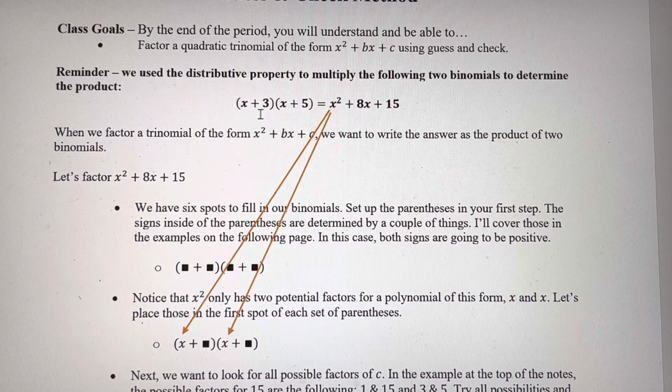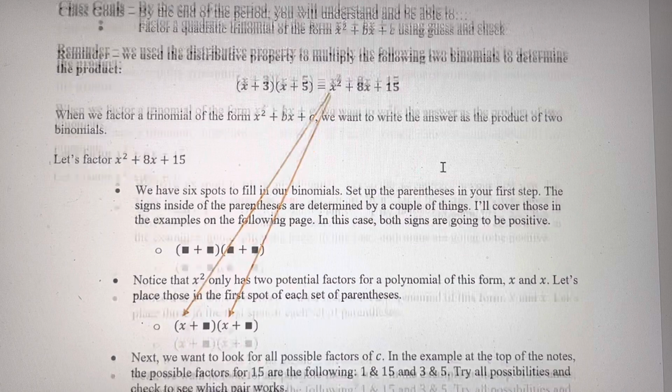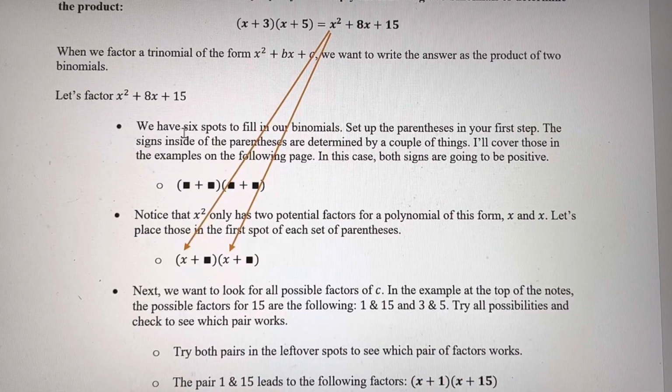Don't forget that. But when we multiply these two binomials, we get x squared plus 8x plus 15, okay? So this is a quadratic trinomial, and we're going to factor polynomials that look like this. When we factor, we're just going the other direction. We're going back to a binomial times a binomial, okay? So what you need to understand is we're going to have 6 spots to fill. We're going to have 3 spots in the first parentheses, and 3 spots in the second parentheses.